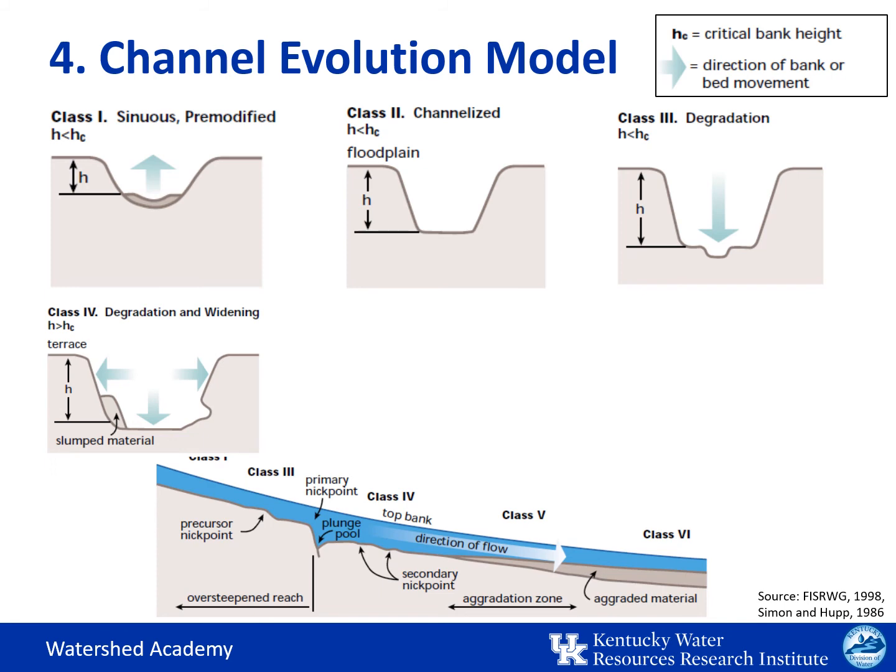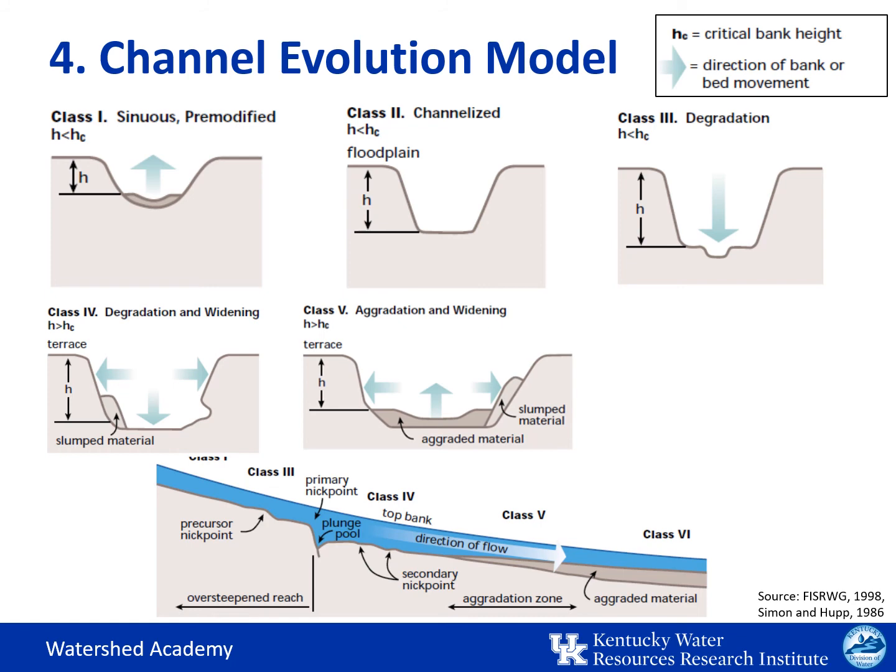Class 4, we see this is the threshold for degradation and widening. This is erosion down and out with large failures up the upper banks, and the flow line is very low in relation to the top bank. Slab erosion and pop-out failures will occur, and riparian vegetation is high and may lean into the stream channel.